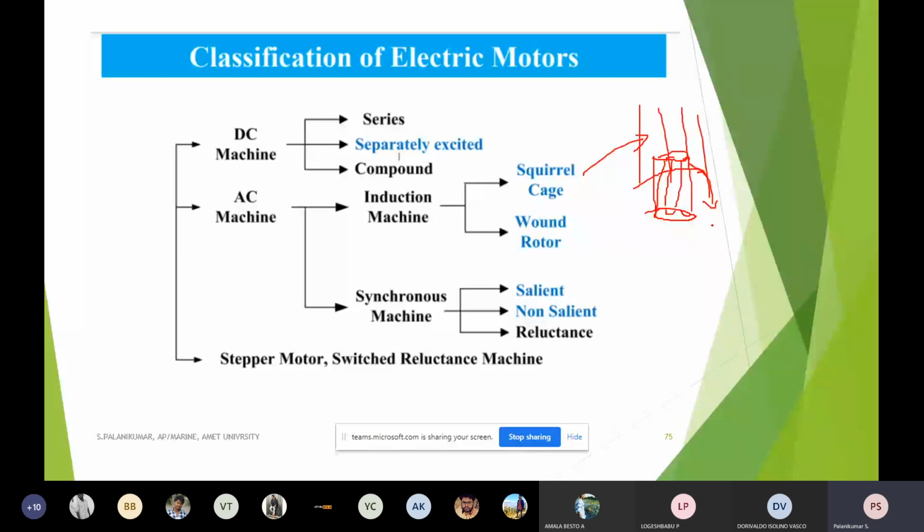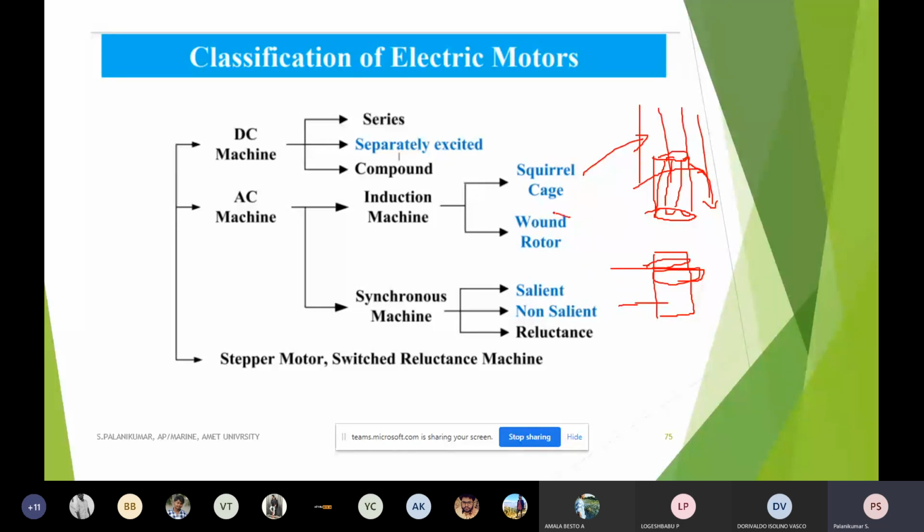Instead of that, the same rotor is wound using a winding. Say, for example, I have a winding and the output terminals are available. So I can supply further, inject EMF, or take it away. All these things are also possible.